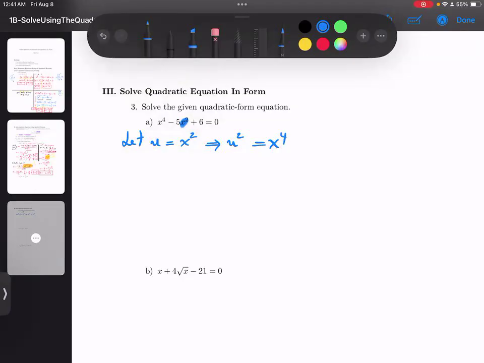Now I can rewrite it like this. I can rewrite it as u instead of x to the 4. I'm going to replace x squared with u, so it becomes u squared minus 5u plus 6 equals 0. Does it look like a quadratic now? Yes, it does, right? Two numbers that multiply to 6 and add to -5. Use u, not x. Okay, -3, -2, perhaps, equals 0.